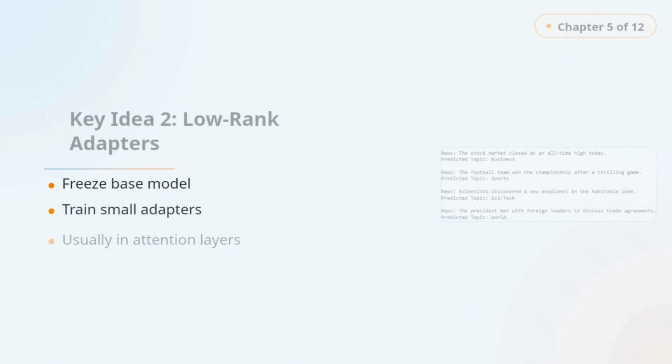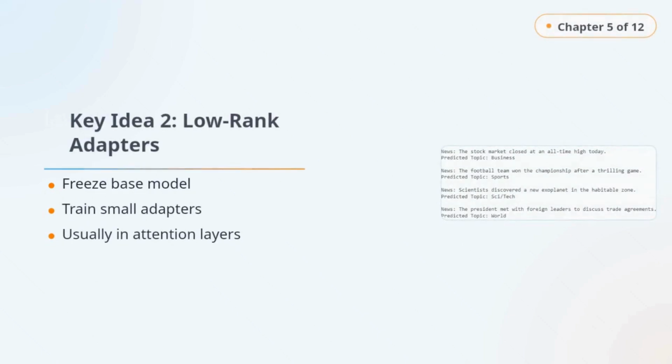The second big idea is LoRA, or low-rank adaptation. Instead of fine-tuning every weight in a huge model, LoRA adds small trainable adapter layers, usually inside attention blocks. The original model stays frozen, and only these adapters are updated. This cuts training cost massively.